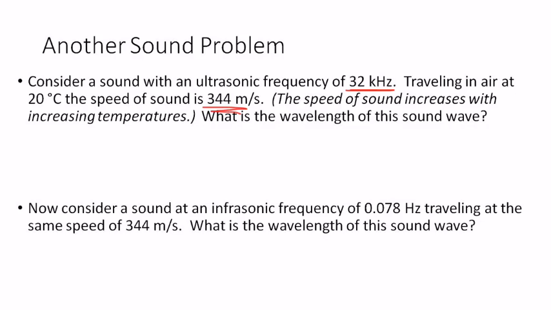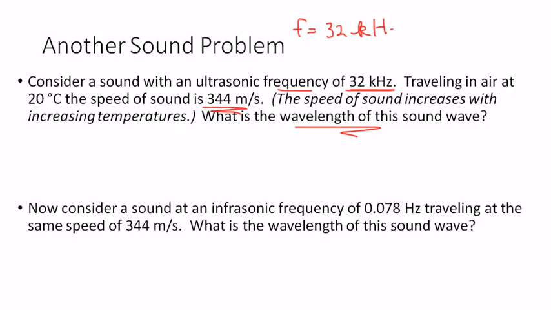And then it says note here that the speed of sound will increase with rising temperature, so we're at 20 degrees Celsius. And we're supposed to come up with what is the wavelength of this sound. So let's pull out what we got. Okay, so it gives us our frequency. That's the variable f. So f is equal to 32 kilohertz.